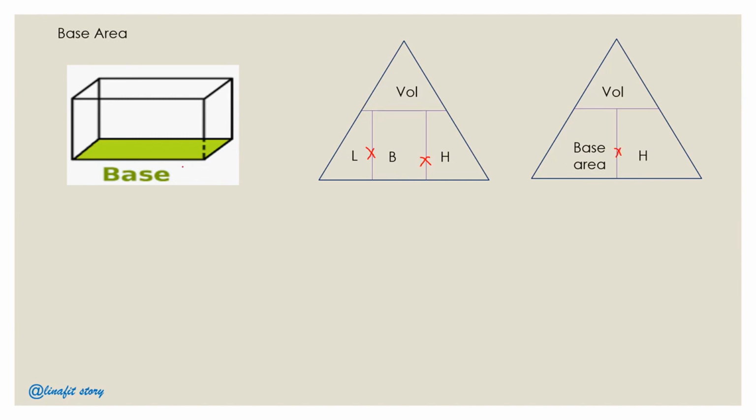Take a look over here. The base of the cuboid consists of the length and the breadth. So to get the base area is volume divided by the height. How to get the height? Volume divided by the base area.